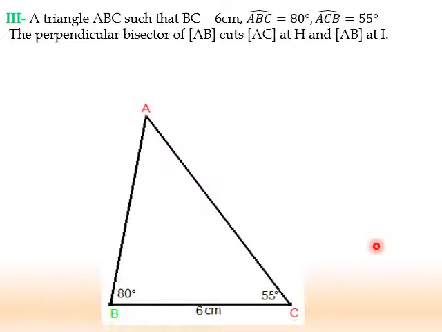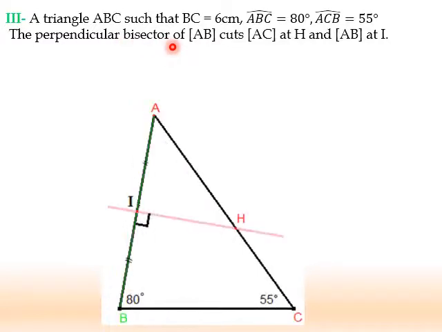The perpendicular bisector of AB cuts AC at H and AB at I. So I have to draw the perpendicular bisector of AB. It's a line perpendicular to AB at its midpoint I. The first step is to plot the midpoint I and draw a perpendicular, or simply use your compass. It cuts AC at H. Here we elongate our line so it intersects AC at point H and AB at I.